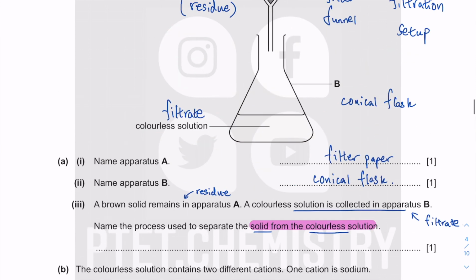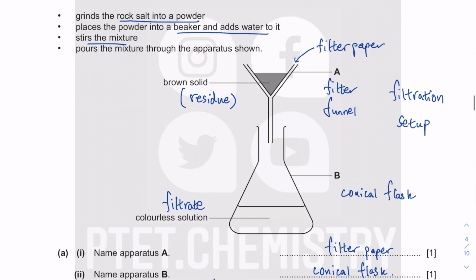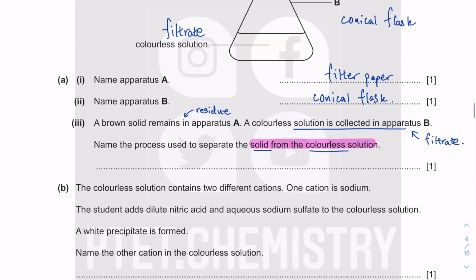So we have a solid in here. Okay, we want to separate solid from colorless solution. We don't want solid from the brown solution. So you need to read the question carefully. You get this colorless solution. There is some solid in there. I want to get the solid from the colorless solution.